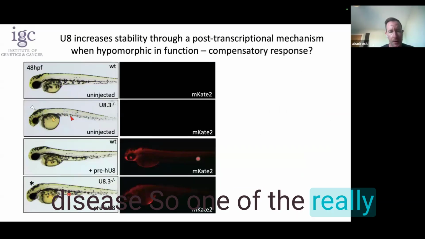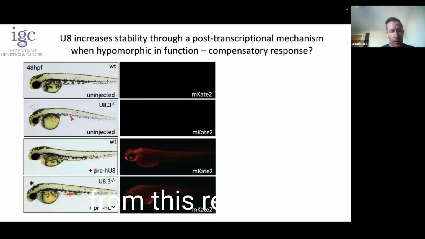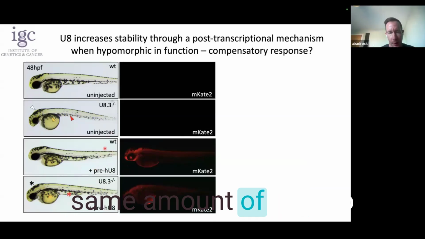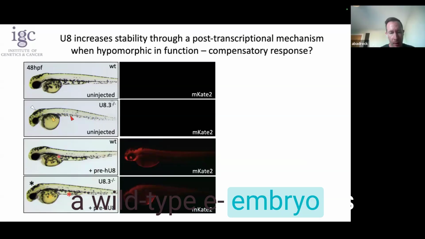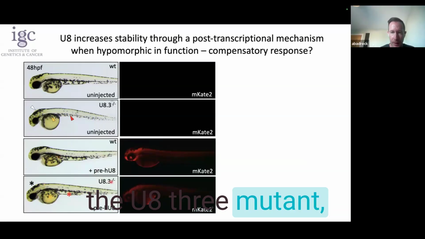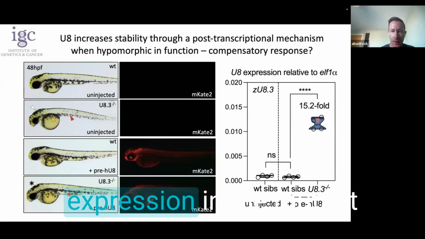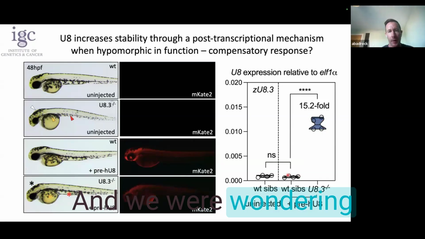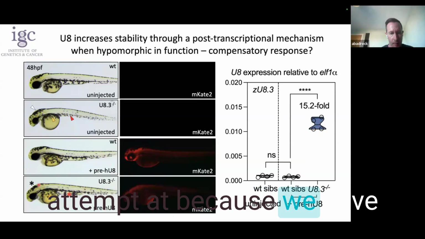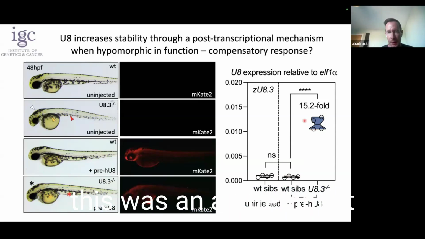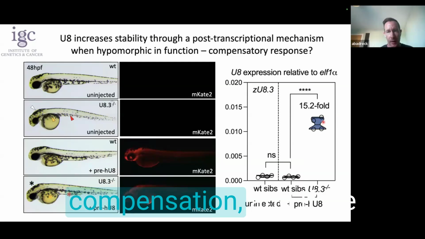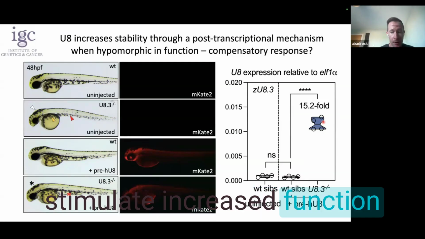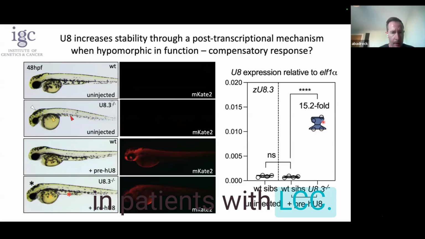So one of the really surprising observations from this rescue with the human U8s was, even though I'm injecting the same amount of U8 into a wild-type embryo as the U8-3 mutant, I see much higher levels of expression in the mutant compared to the wild type. And we were wondering whether, because we have a partial level of function, this was an attempt at compensation. And if we could understand this, perhaps we could stimulate increased function in patients with LCC.